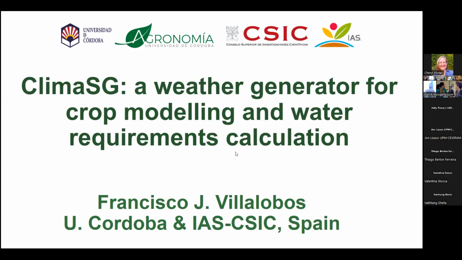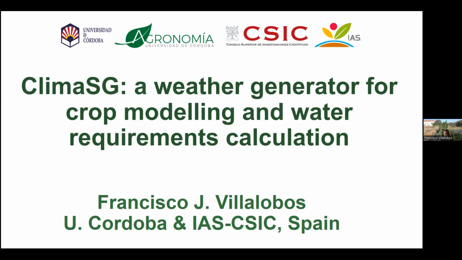Okay. Hi, everybody. Thanks for the invitation to talk to you today about ClimaSG, which is a weather generator for crop modeling and water requirement studies that we have developed at the IAS, which is the Institute for Sustainable Agriculture from the Spanish Research Council. Although I do my teaching in agronomy at the University of Córdoba, so programs like the one that I'm presenting here are both related to research, but also to my teaching in the undergraduate class.